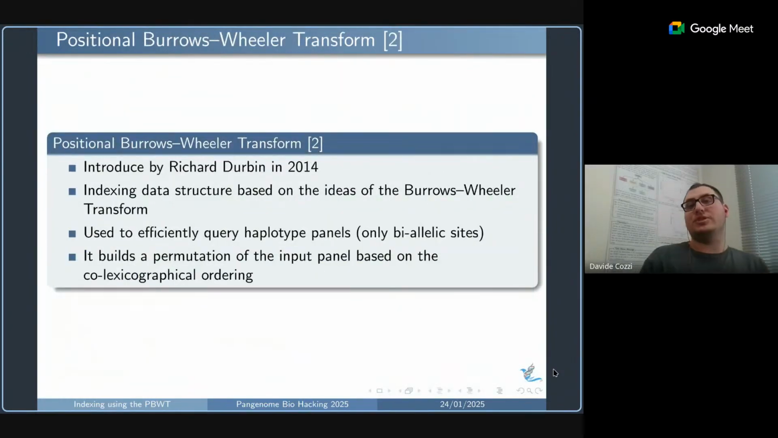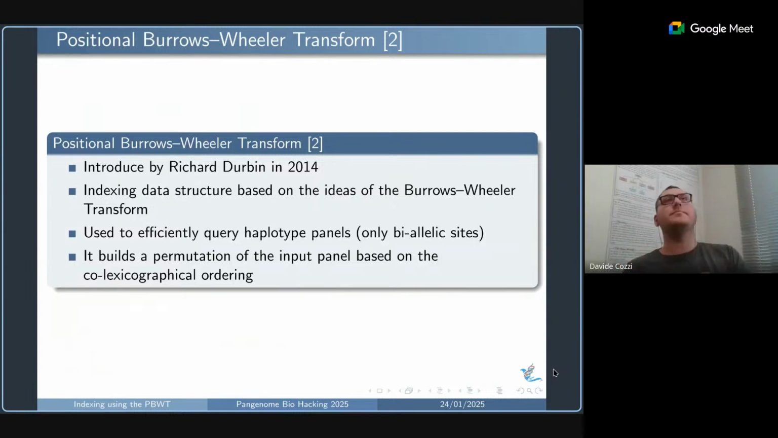So, the positional Burrows-Wheeler transform. It was introduced by Richard Durbin in 2014 as an interesting data structure able to store and query this kind of binary matrices, and it is strongly based, as you can understand from the name, on the ideas of the Burrows-Wheeler transform. Also, Richard Durbin just focused on binary matrices.